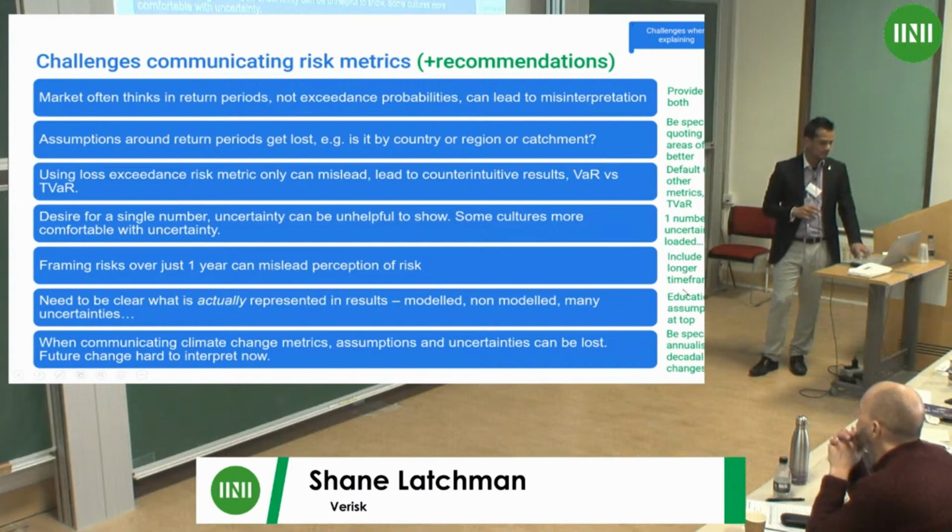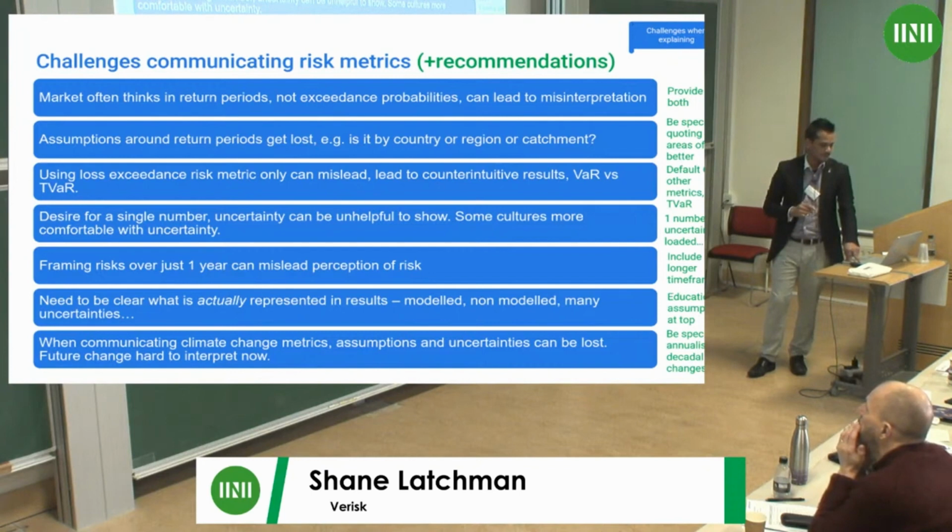Education and assumptions are really important in figuring out what's represented in the results. And then finally, on the climate change side, be very specific about what assumptions are there and try to explain them. I would love to hear more from this event on confidence, and how you represent confidence in numerical changes. And finally, looking at annualizing changes could also be helpful in putting it in the right frame of reference, which is a bit different to the comment above.